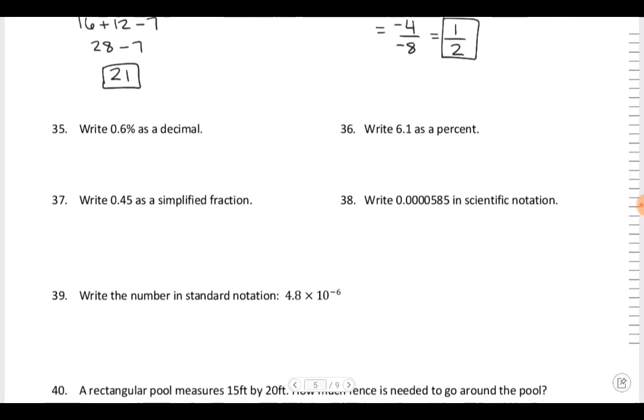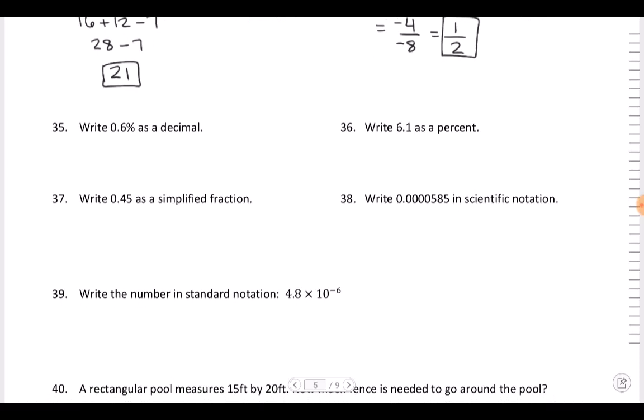35 and 36. Let's see. Well, 35 says, write 0.6% as a decimal. So when it says 0.6%, that's percent, that means per 100. So if you wanted to type that into your calculator and say, okay, 0.6 divided by 100, then what that does is it moves your decimal 2 places to the left, and it gives you 0.006, right? So 2 places to the left, and then that gives you those 2 zeros in front of the 6. That's all for that one.